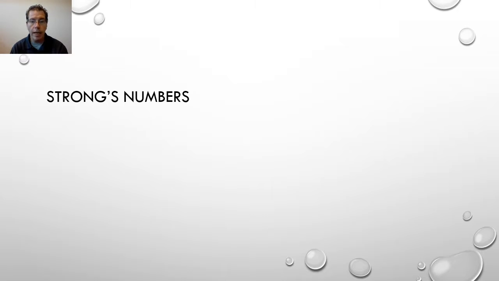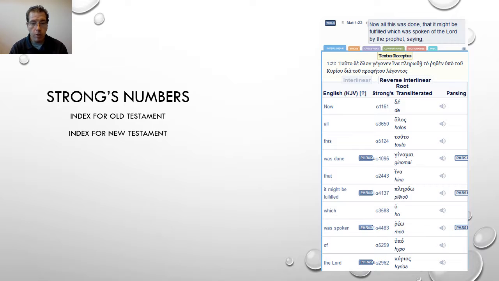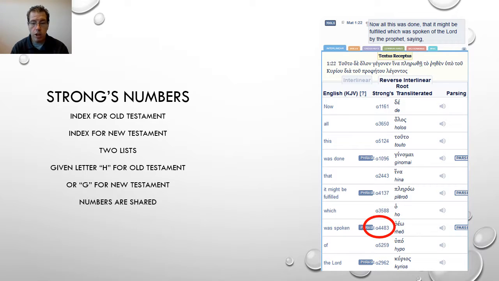All right, so the Strong's numbers are an index, a way for people to study the original words in the Bible. There's an index for the Old Testament and for the New Testament. So we end up with two groups of numbers, two indices, because there's one for the Old Testament written in Hebrew and Aramaic and one for the New Testament. Two lists. One is given the letter H for Hebrew for the Old Testament, or G for the New Testament for the other list. Numbers are shared, so what I've circled here is the number G4483. G4483 was shared with H4483. So there are two lists. There's Strong's numbers with an H in front of them and Strong's numbers with a G in front of them. But the numbers are shared, like the number 4483 belongs to G4483 and H4483.